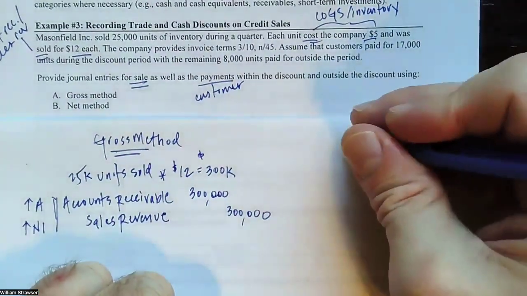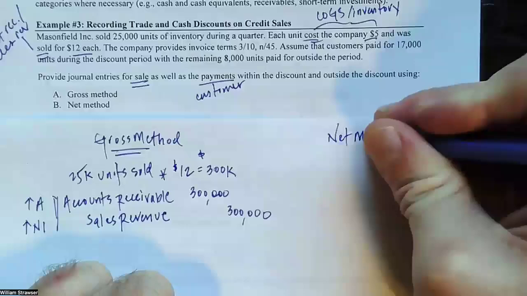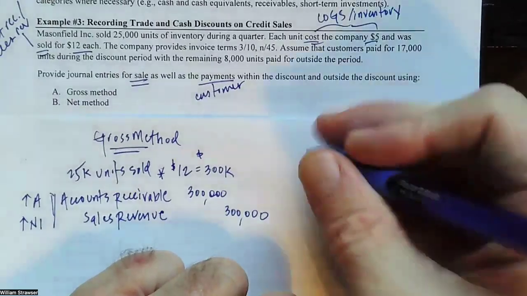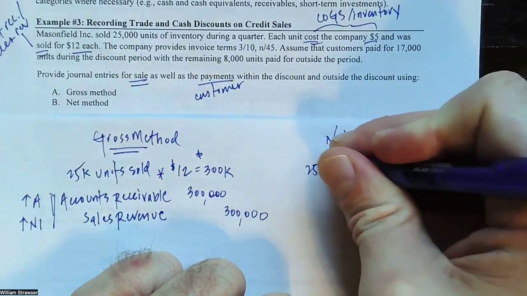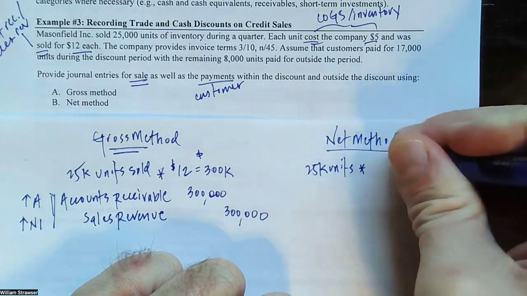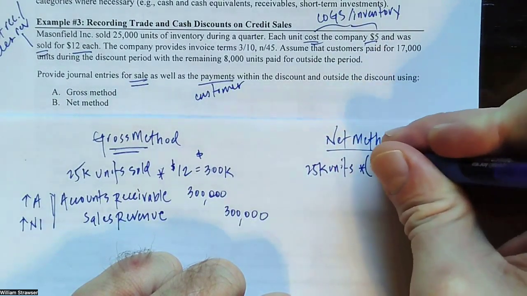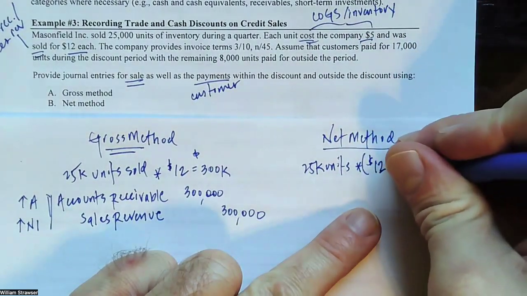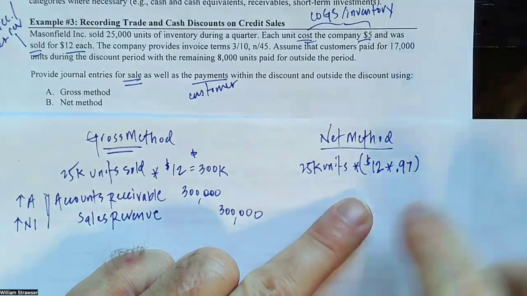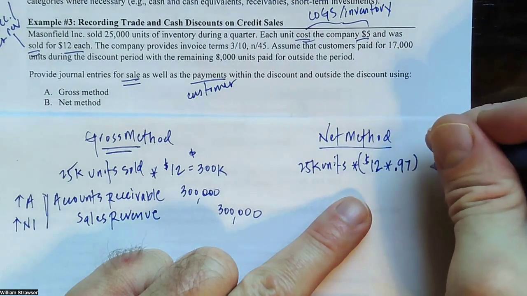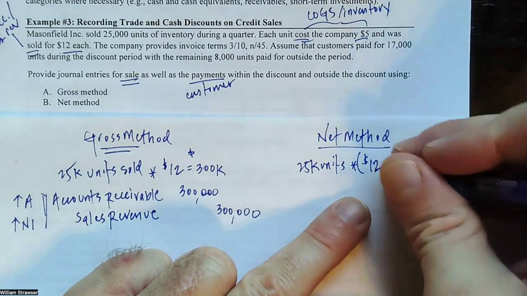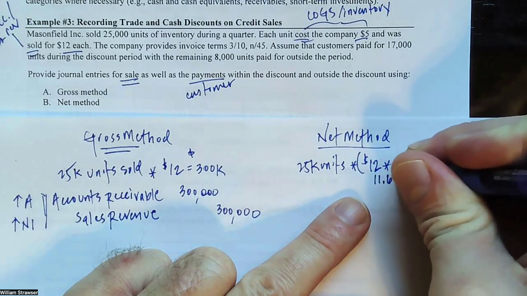Now, remember, the net method is different in that its initial assumption is everyone's going to take a discount. So we have the 25,000 units still, but we're going to use a discounted price. And so that discounted price is the $12, but we apply a 3% discount. So if I multiply that by 97%, that does the same thing. So 12 times 0.97 is $11.64.